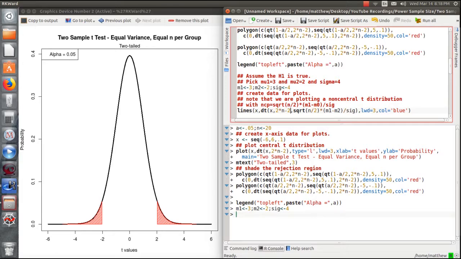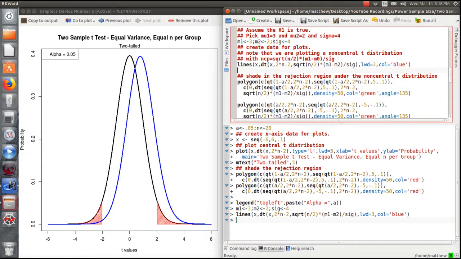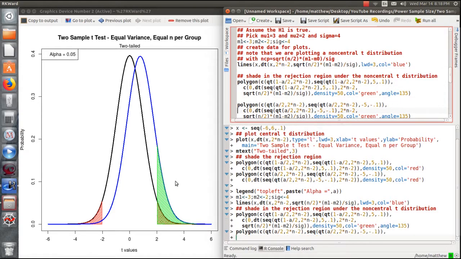Next, we want to create this non-central t distribution with these parameters. So when mu1 is 3, mu2 is 2, and sigma is 4, we get this non-central t distribution. And calculating power means asking: what's the probability we fall in the rejection region, assuming that this distribution is true? And so we need to shade in the area under the curve under those rejection regions.